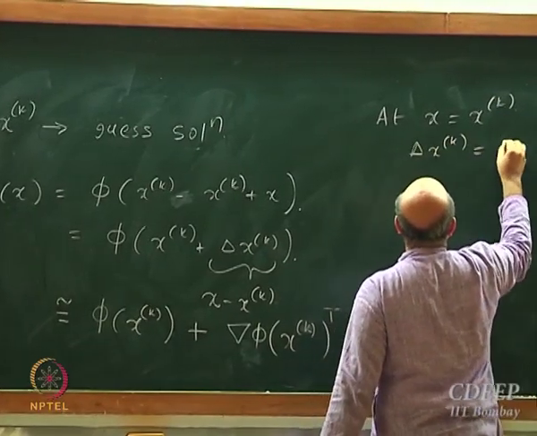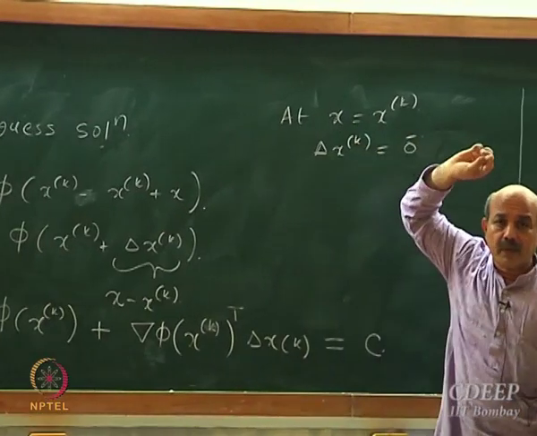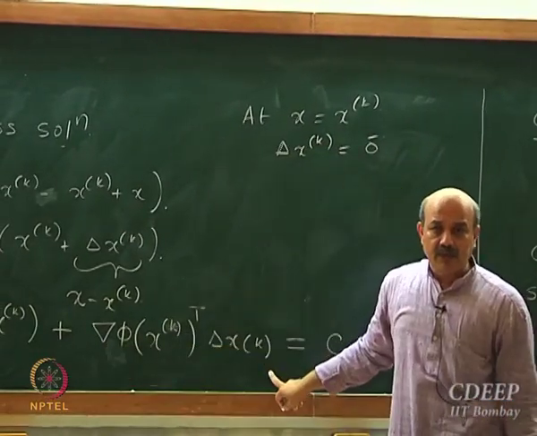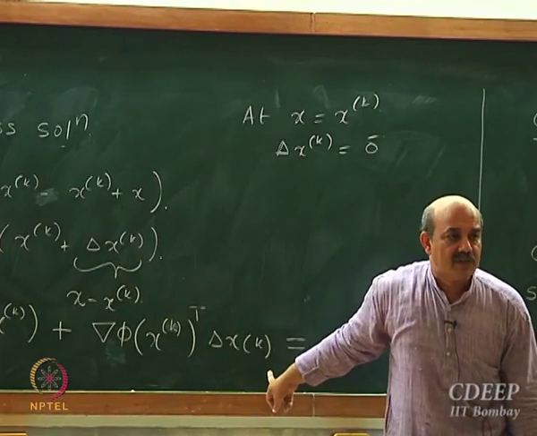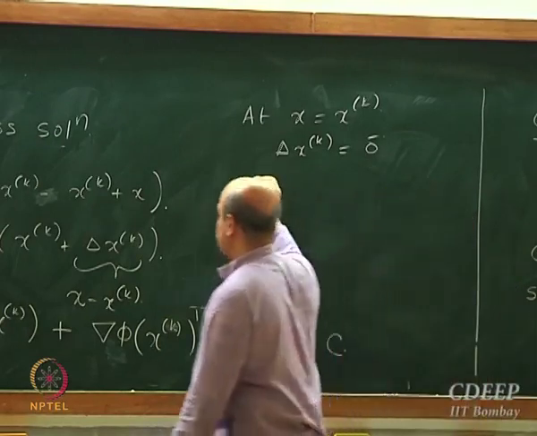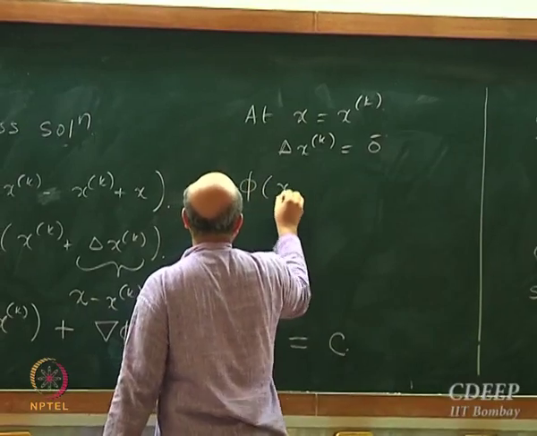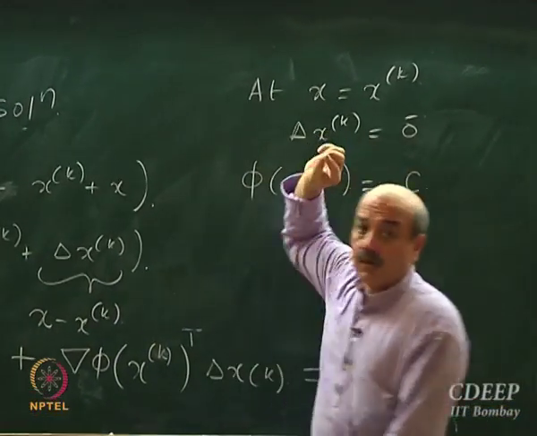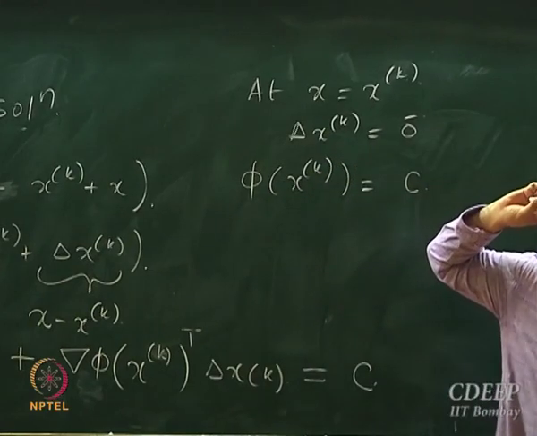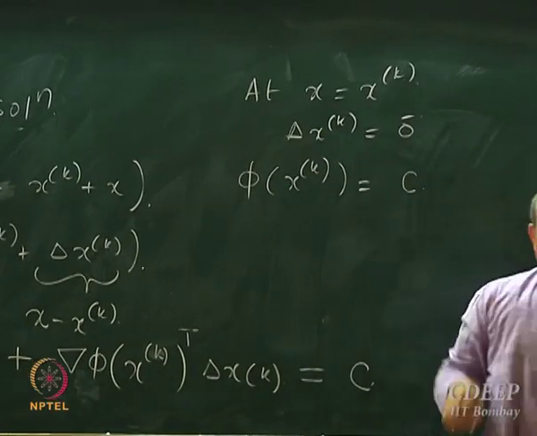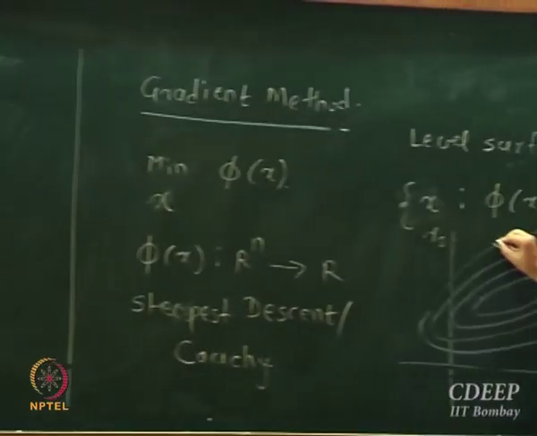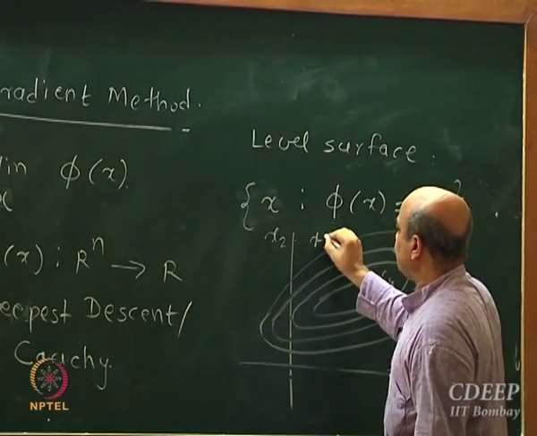Delta xk is equal to 0. Okay, so which means at x equal to xk, if I am looking at a level surface, that means phi xk is equal to constant at that point. Suppose, let's go back to here. Let's say this is your xk. This is my xk.